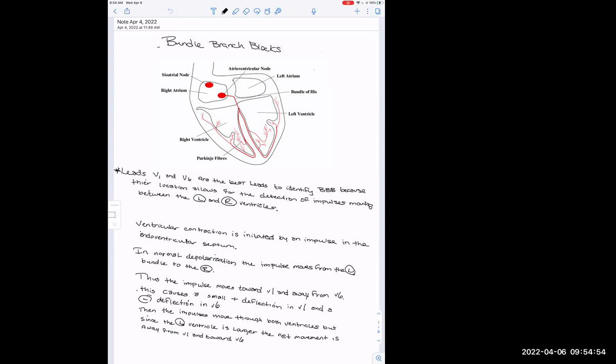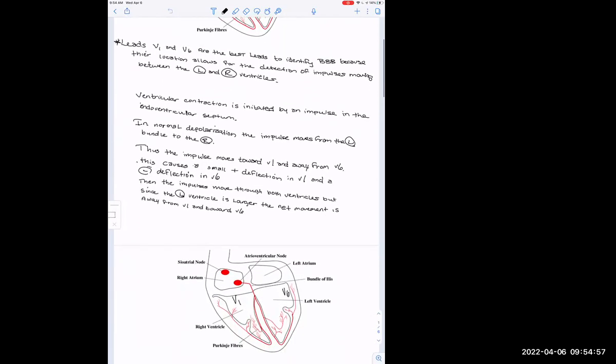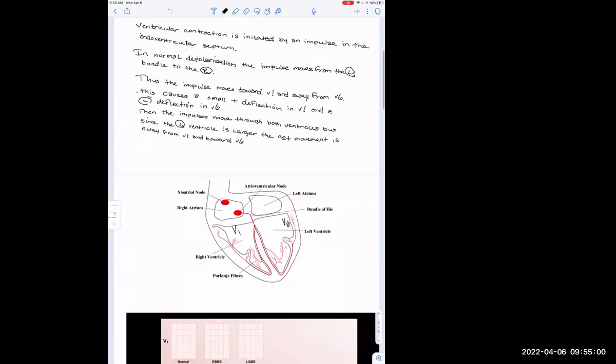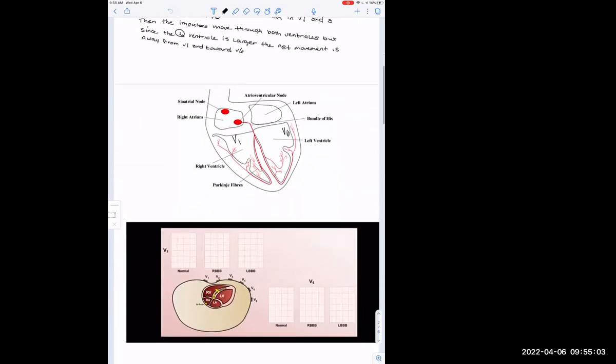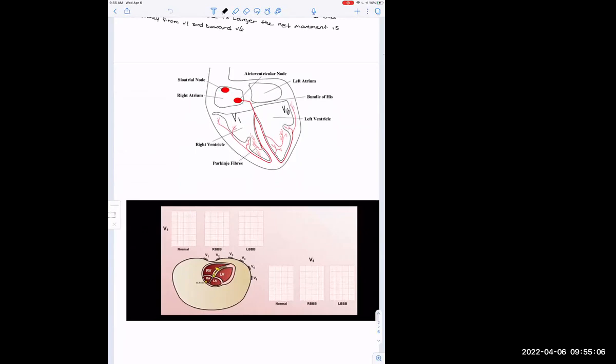Okay, so the leads that we are going to use in determining bundle branch block are going to be leads V1 and V6. So why do you think we're going to use these leads? Why are these our preference? V1 and V6. Well, because V1 and V6 most accurately give us the picture of what's going on between the ventricles, the interplay between the left and right ventricle.